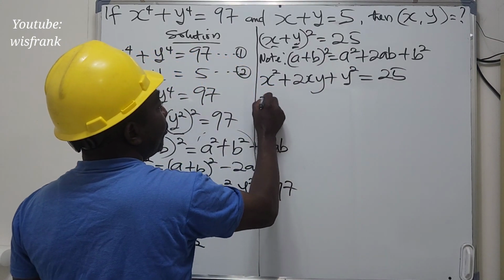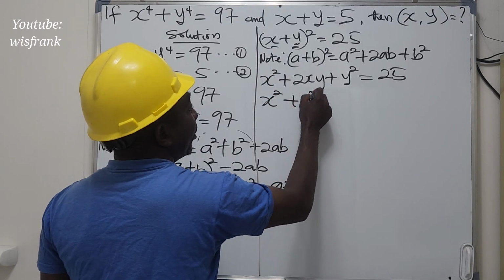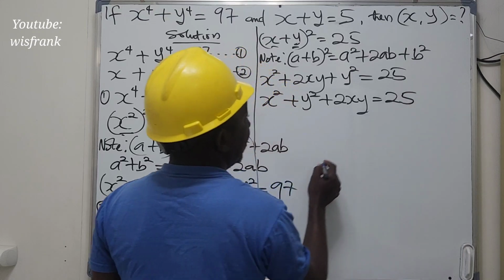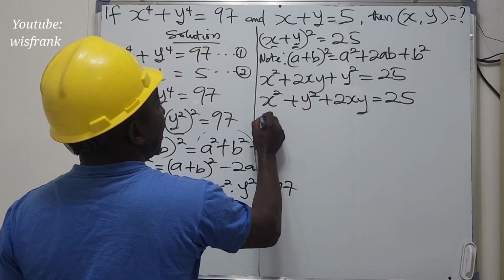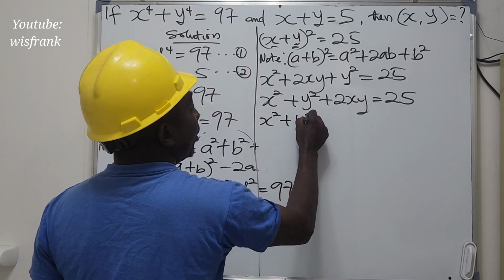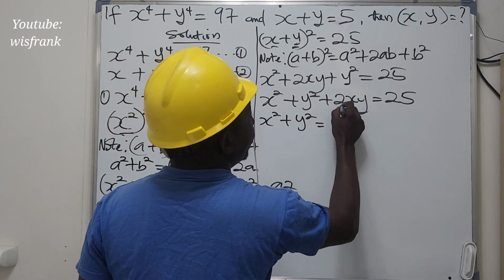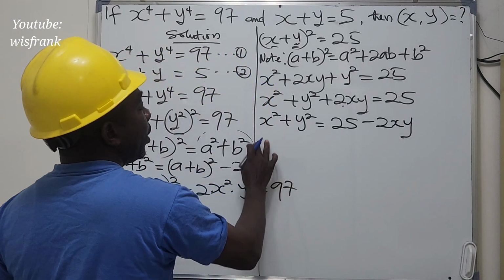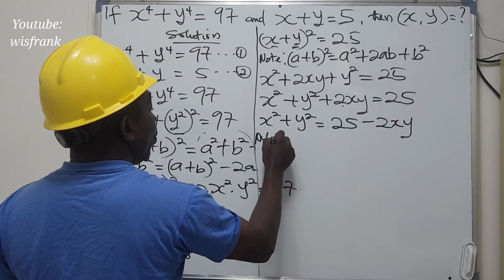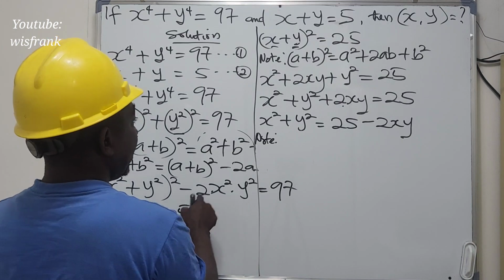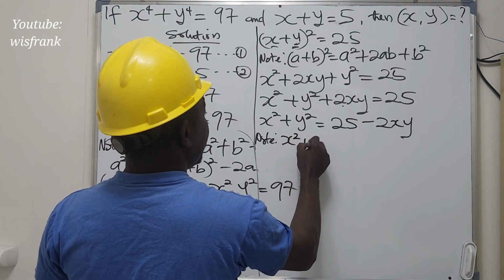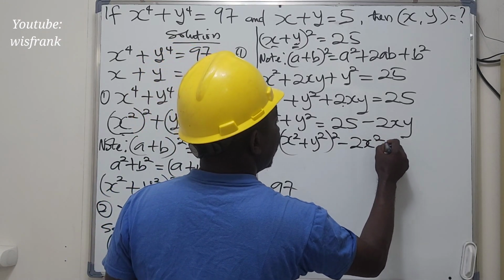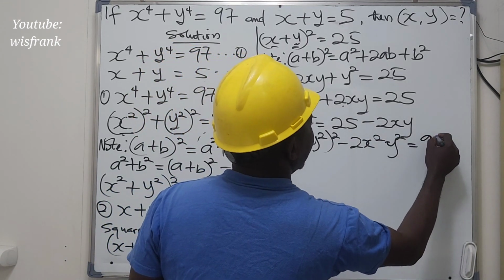So in this situation, we have x to the power of 2 plus y to the power of 2, collecting like terms, plus 2xy equals 25. So here, this can be written as x to the power of 2 plus y to the power of 2 equals 25. We transpose this to the other side, it becomes minus 2xy. So we have this. We recall that, note, when we have the whole of here, let's bring in this. So we have (x to the power of 2 plus y to the power of 2) all to the power of 2 minus 2 x to the power of 2 y to the power of 2 equals 97.